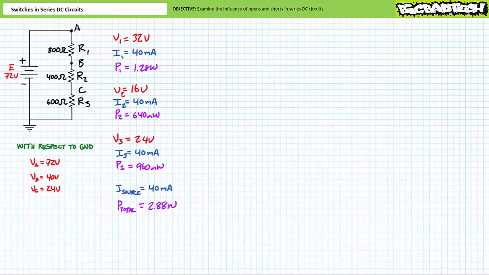If no current flows through any element, no voltage will be dropped across any element, and any voltage rise induced by the source will be dropped across the open. Allow me to demonstrate.